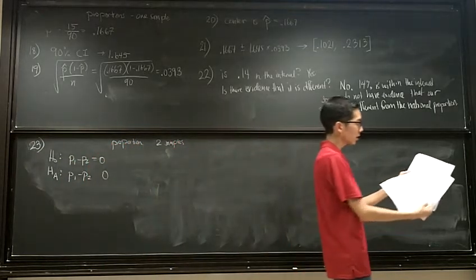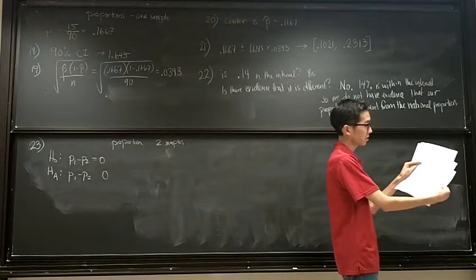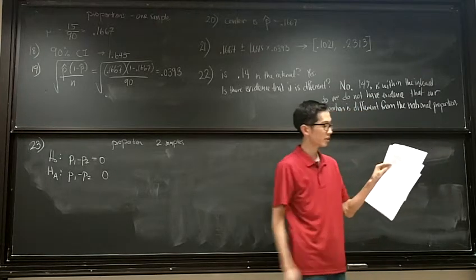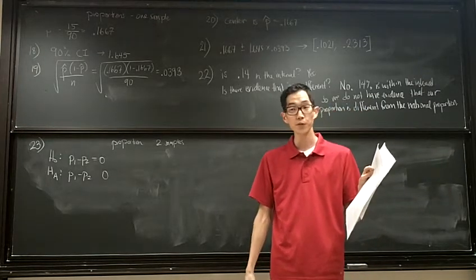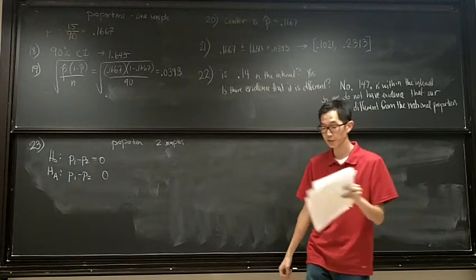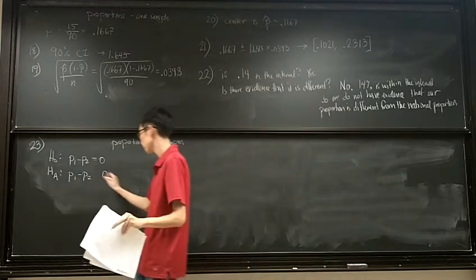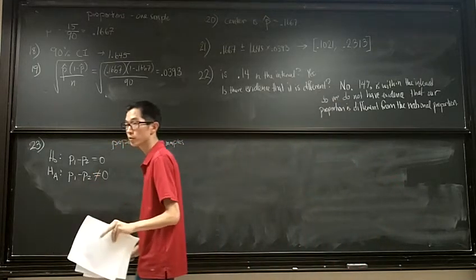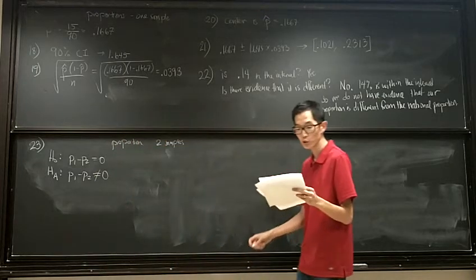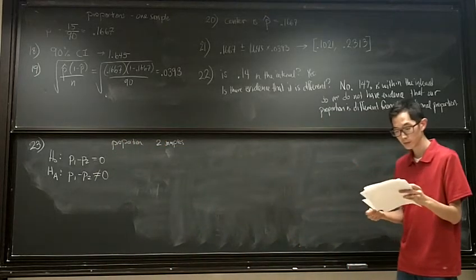So what should we use here? Well, the question says, does this provide evidence that Starburst and Jolly Ranchers have a different proportion of cherry flavored candies? So different, we would use does not equal. Okay, so we have a two-sided test. All right.